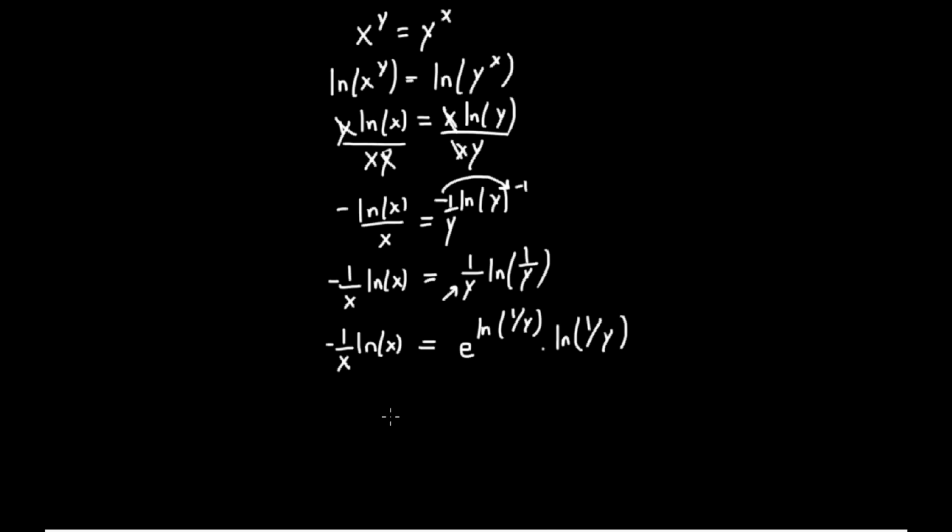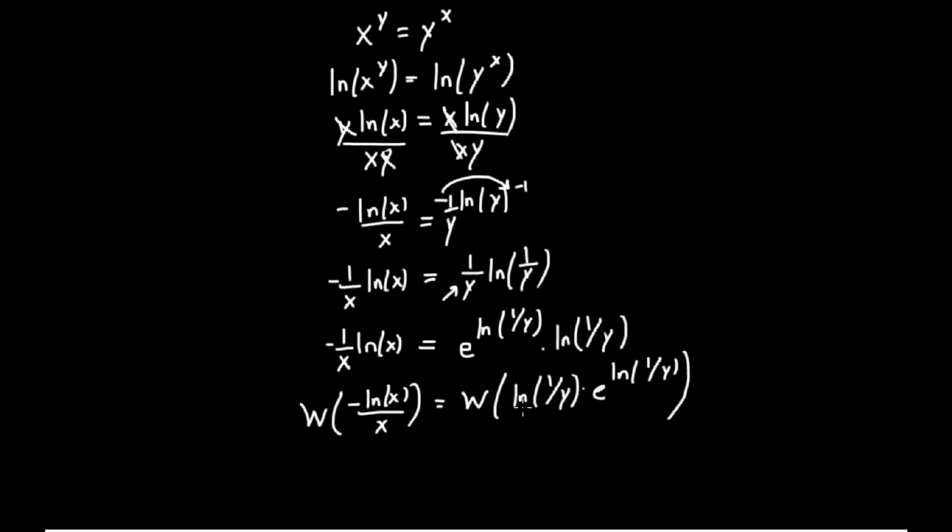Because now I'm going to take the Lambert W function on both sides of the equation. So I get, on the left-hand side, negative ln x over x. And on the right-hand side, I get W of this entire thing, ln of 1 over y times e to the ln of 1 over y.